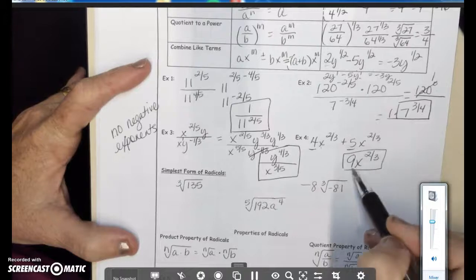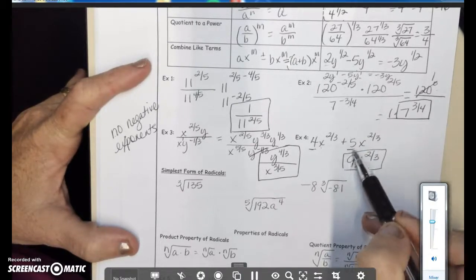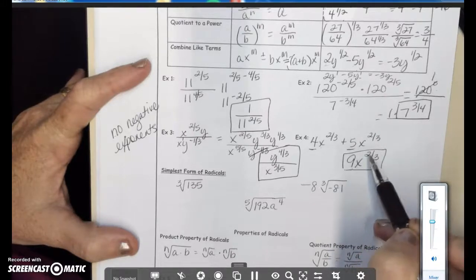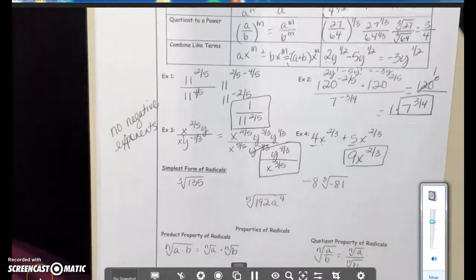Remember too that this 2/3 only applies to the x because that is not in parentheses. If it was parentheses 9x to the 2/3, then that 2/3 would also apply to the 9, but it's only applying to the variable or the number that's directly in front of it.